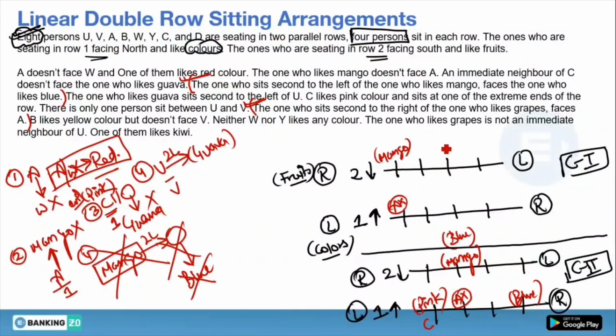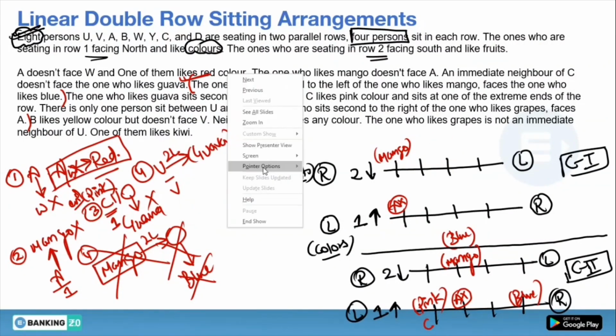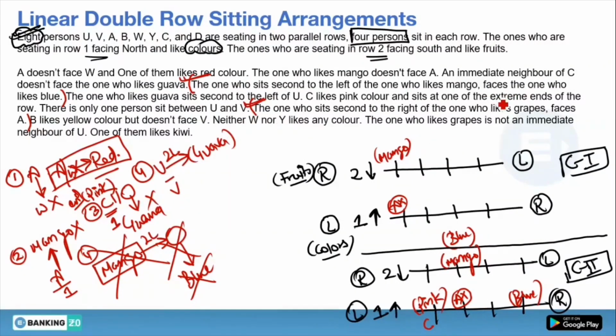See, if I assume grape here, let us suppose grape is here. Grape's second right will be the person who is facing A. So grape's second right is mango, and in front of mango A is blocked. So grape cannot come here. This possibility will be eliminated. So only one possibility is left for grape, that is grape will come confirmed here only, and the person sitting second to the right of grape will face A. So A will come here, and we know that A likes red color.